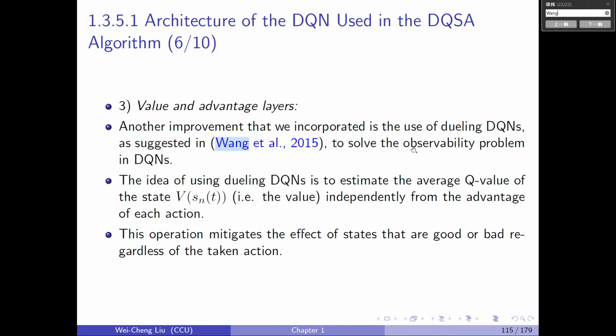To solve the observability problem in DQNs, the idea of using dueling DQNs is to estimate the average Q value of the state, V of Sn of t, that is, the value, independently from the advantage of each action. This operation mitigates the effect of states that are good or bad, regardless of the taken action.